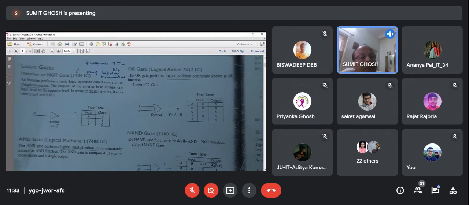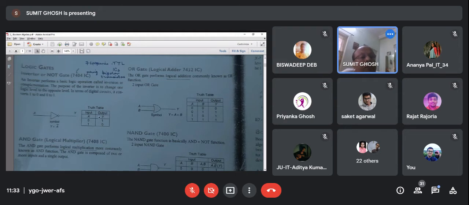Now in this you have only one input. In an inverter, you cannot have 2 or 3 inputs. Other gates you can have more than one. You have to have more than one input. You can have 2, you can have even 3, 4, 5, 8 like this. But an inverter has only one input. So input is 0, output is 1, complement of A. If input is 1, output is 0, complement of A.